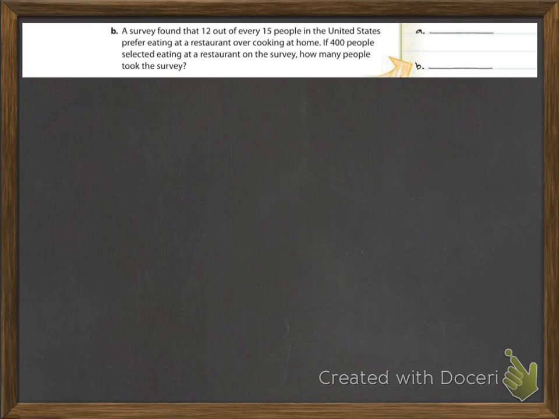It says a survey found that 12 out of every 15 people. So right away, I'm going to annotate the problem. 12 out of every 15 people in the United States prefer eating at a restaurant over cooking at home. So we have restaurant and cooking at home. If 400 people selected eating at a restaurant on the survey, how many people took the survey?